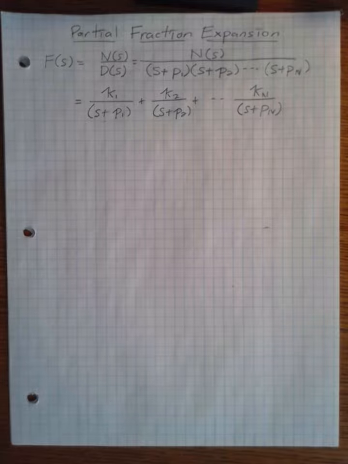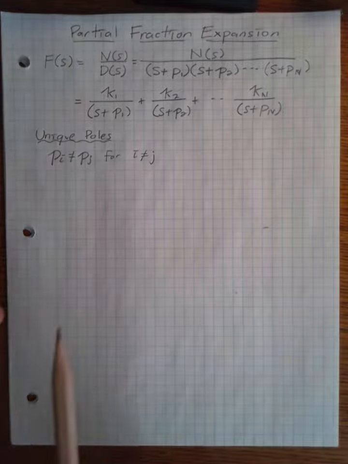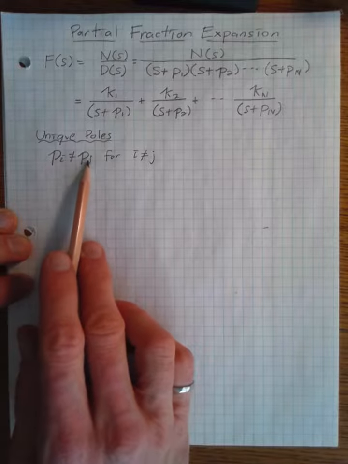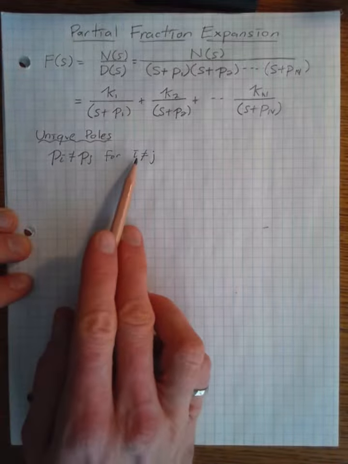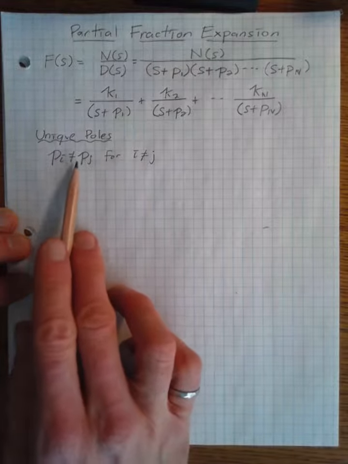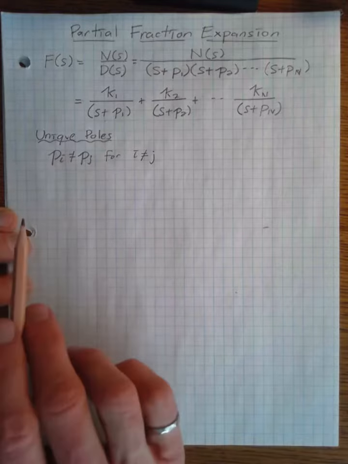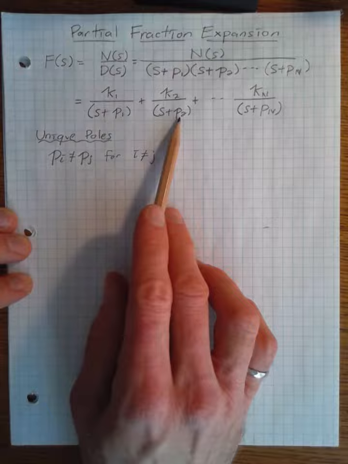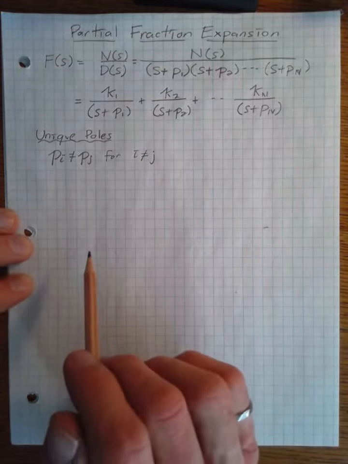The first situation that we're going to discuss is the case of unique poles, where, the way that I've written this, pi is not equal to pj for any i not equal to j. Basically this means when i is not equal to j, we're comparing any two different poles, and we're saying that they can't be the same. So this is unique. That means p1 is not the same as p2 or any of the other ones, and p2 is not the same as any of the other ones, and so on.